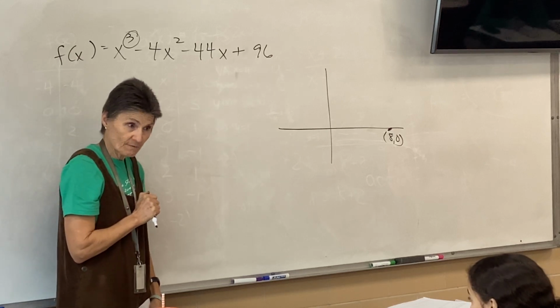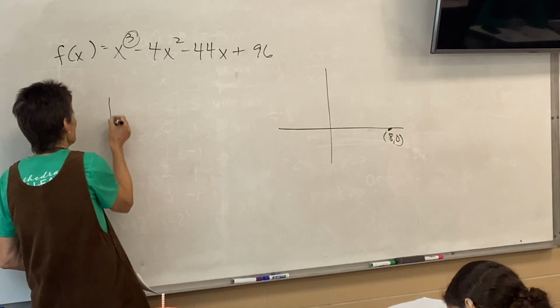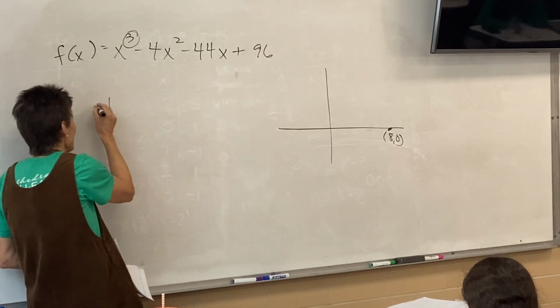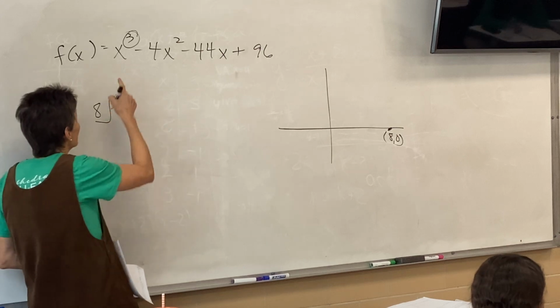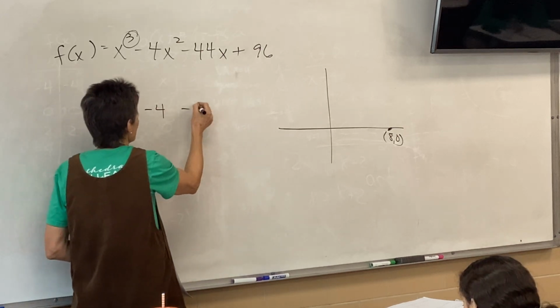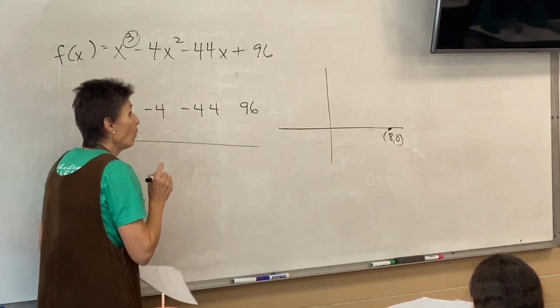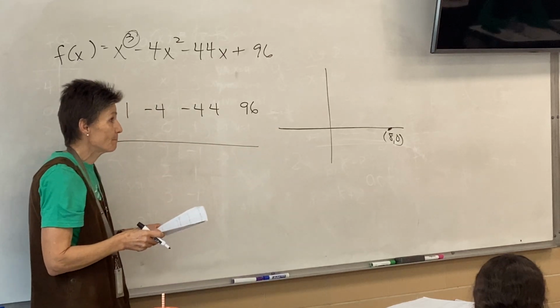We did synthetic division. And you divide by the dot. So we're putting an 8 here. And we're dividing into this thing. And we know what's going to happen.